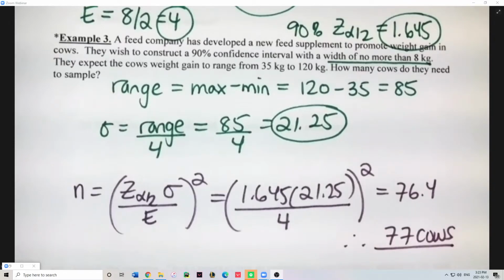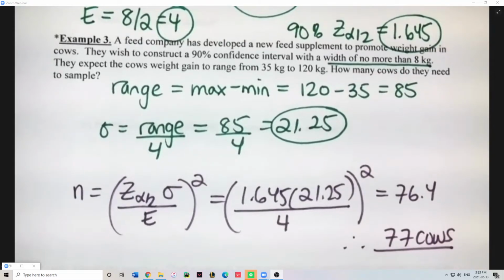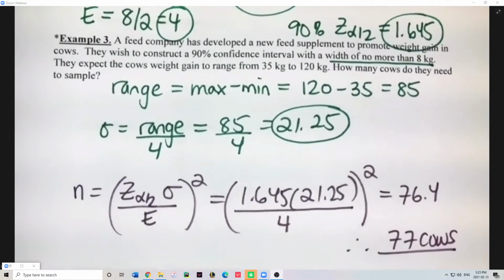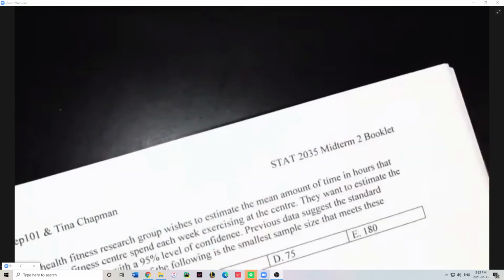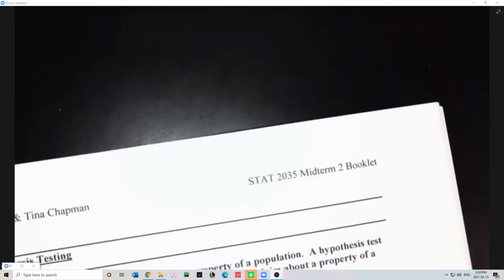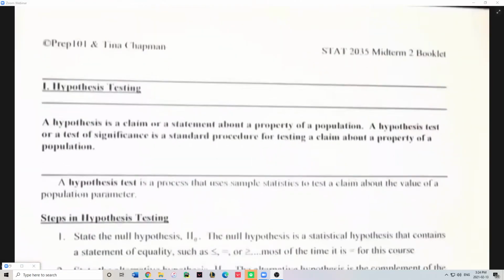Okay, so we're going to start on some hypothesis testing, and then all day tomorrow will be confidence intervals and hypothesis testing. Okay, any questions about finding the sample size here? Okay. So hypothesis testing is on page 109.